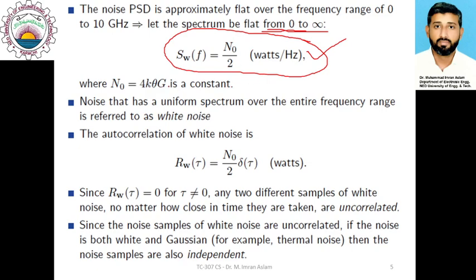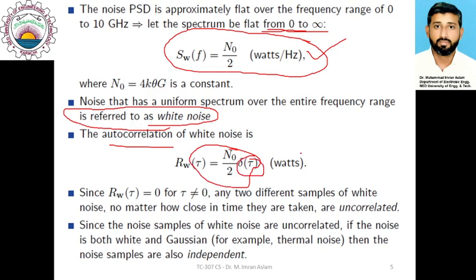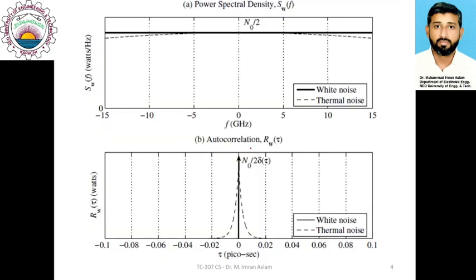This type of noise is named white noise. The autocorrelation function of white noise is given by this impulse function, N0 by 2 delta t. This is an impulse function which is also plotted in the graph that I showed here.